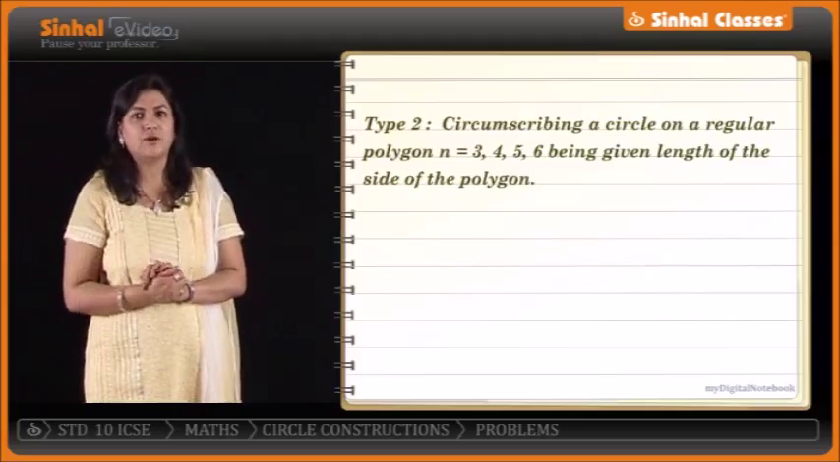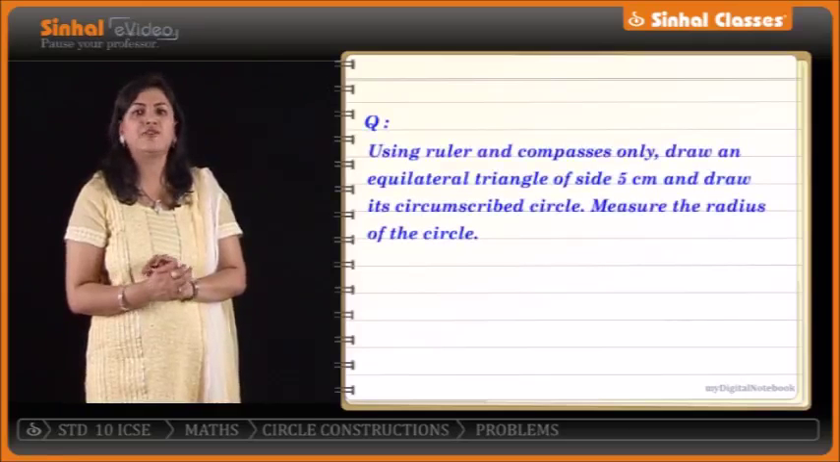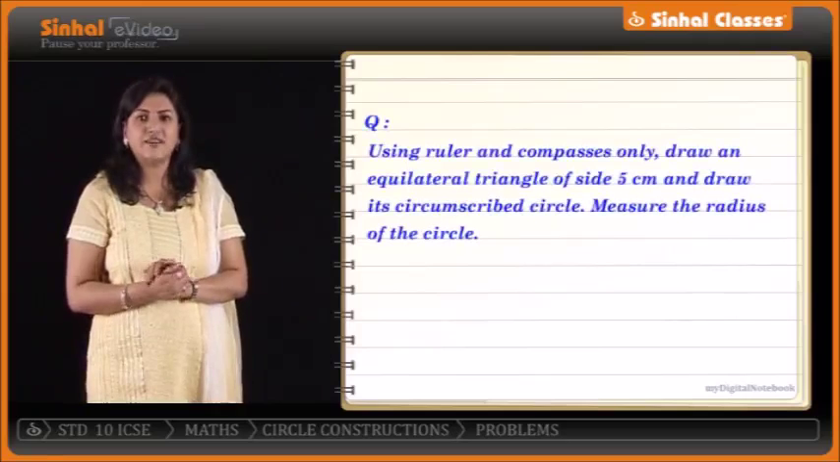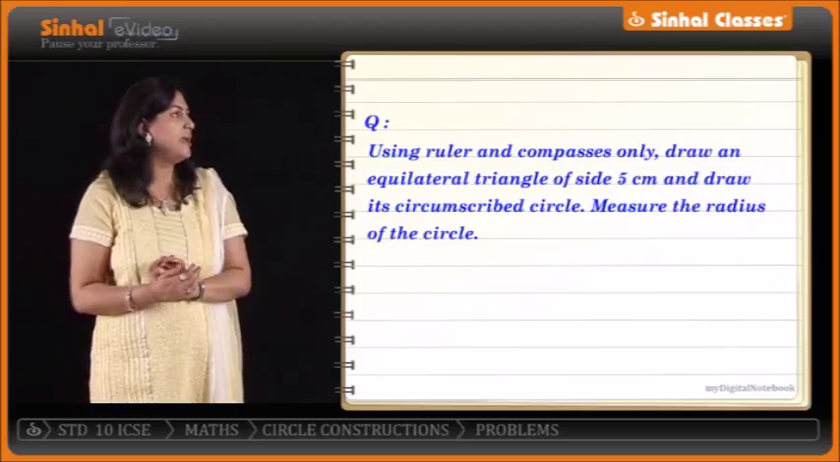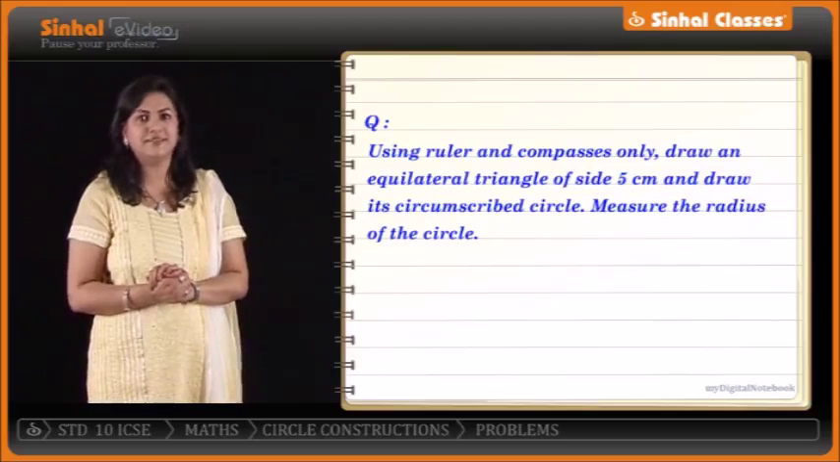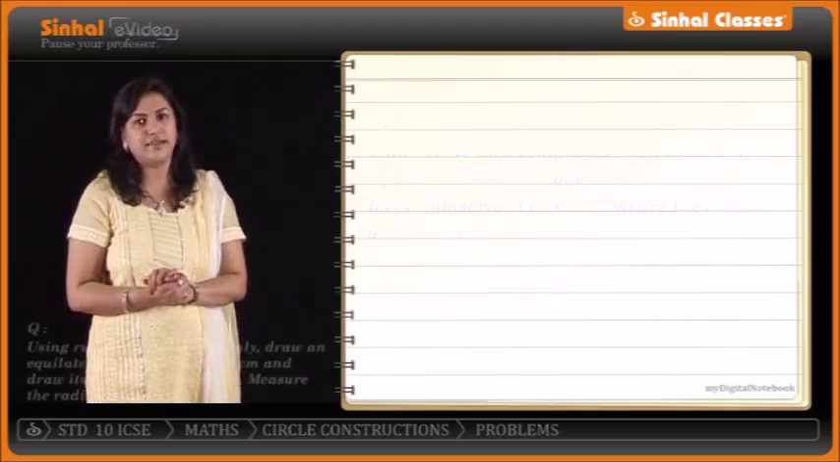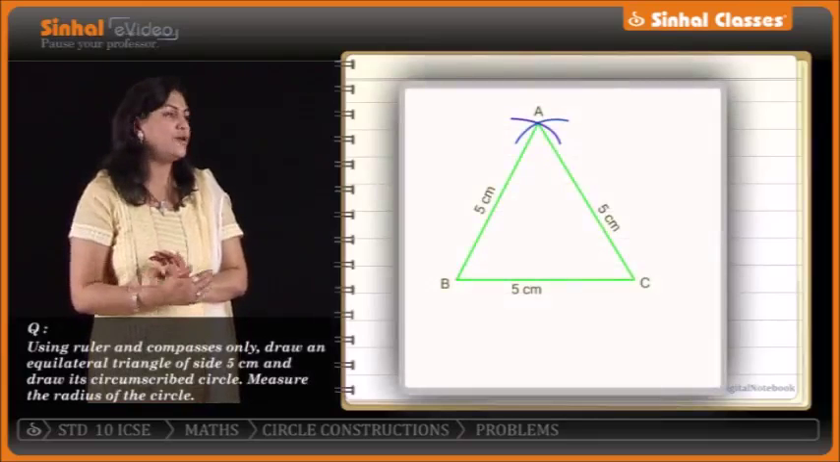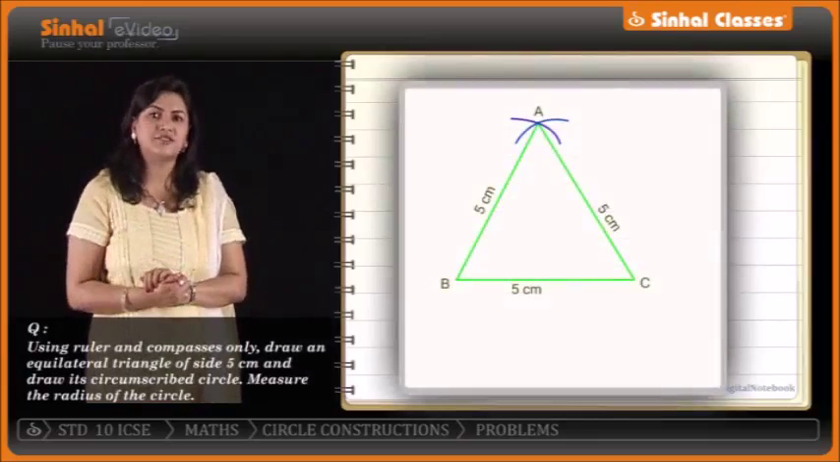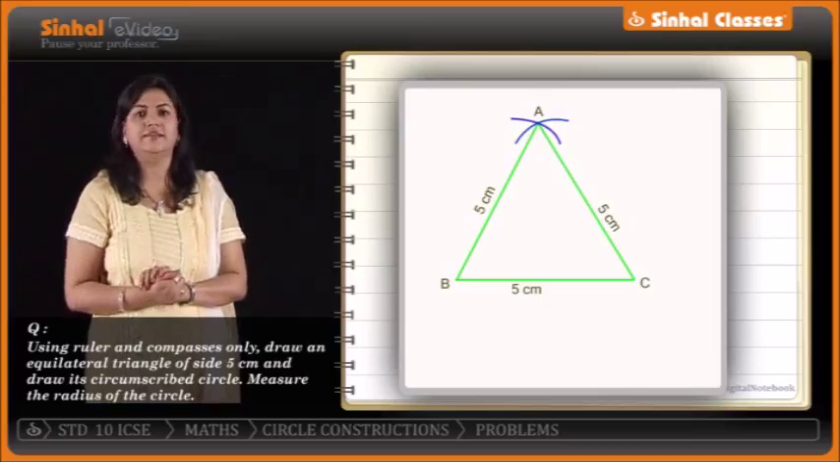So let's take the first problem in this type. Using ruler and compasses only, draw an equilateral triangle of side 5 centimeter and draw its circumscribed circle. Measure the radius of the circle. Now let's start solving this. First we will draw an equilateral triangle of side 5 centimeter. Now we know how to draw an equilateral triangle. Now we want to circumscribe this triangle, that is to draw the circumcircle for triangle.